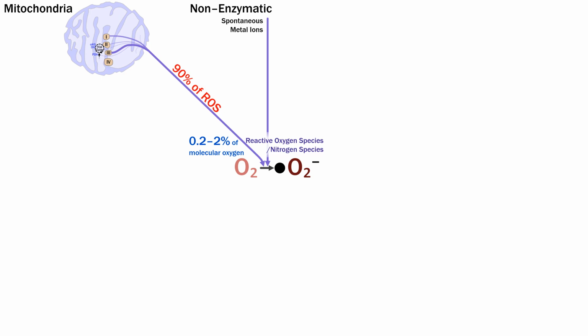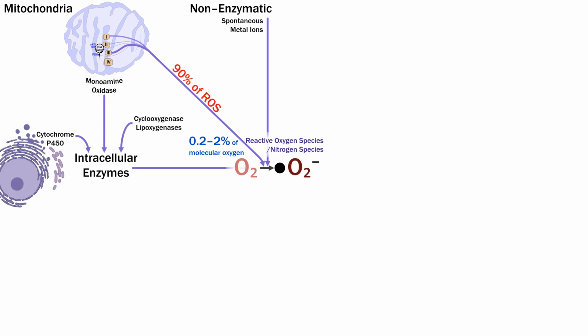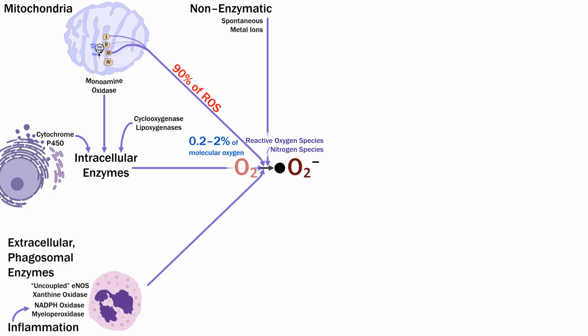Reactive oxygen species are also generated from other cellular enzymes such as monoamine oxidase on the outer mitochondrial membrane, cyclooxygenase in the cytosol, and cytochrome P450 on smooth endoplasmic reticulum. Endothelial nitric oxide synthase can generate superoxide directly under certain conditions. NADPH oxidase and myeloperoxidase generate reactive oxygen species or reactive chloride species as previously described.